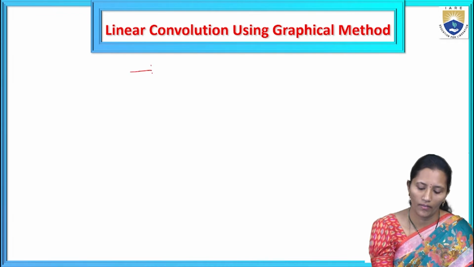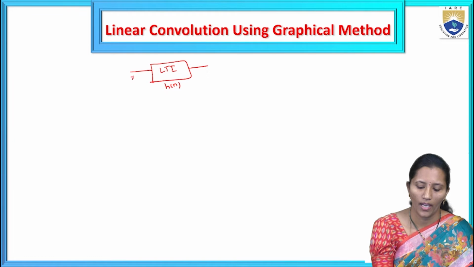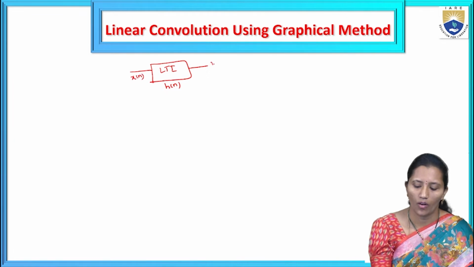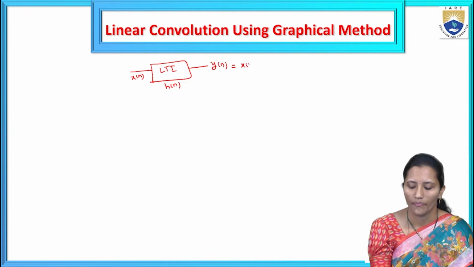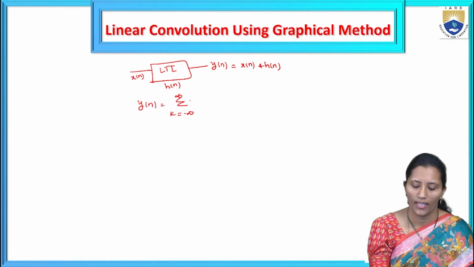So in linear convolution, to find the response of an LTI system, if the impulse response is h of n and the input is x of n, then the output response will be the linear convolution of x of n star h of n. So the formula for y of n is equal to sigma k equals minus infinity to infinity x of k into h of n minus k.